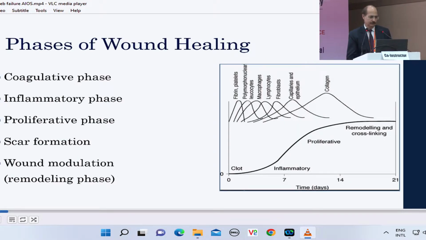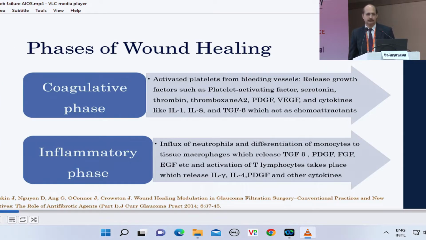Regarding the phases of wound healing, it passes through the cascade of coagulative phase, then comes the inflammatory phase, proliferative phase, scar formation and wound modulation. In the coagulative phase, the activated platelets from the bleeding vessels release growth factors like the platelet activating factor, serotonin, platelet-derived growth factors, VEGF, and various cytokines like interleukins and TGF-beta, which act as chemoattractants.